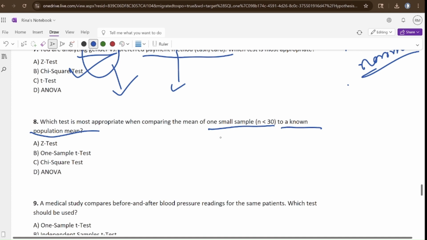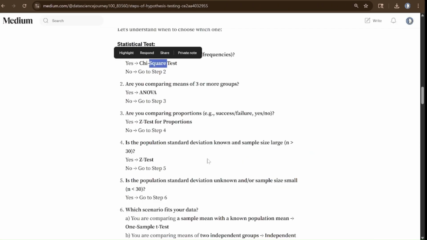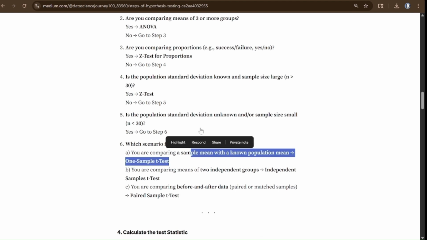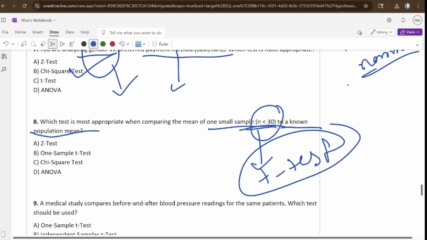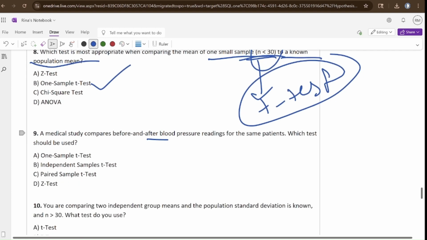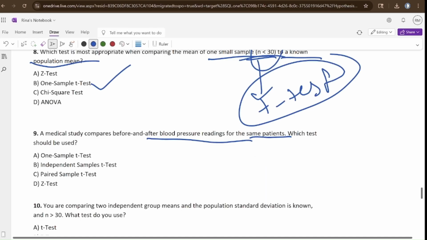Which test is most appropriate when comparing the mean of one sample to a known population mean? See, one sample that is small, less than 30, to a known population mean. Whenever it is less than 30, you go for t-test. Now, which one among t-tests? Sample mean with a known population mean. So, I will write one sample t-test. Okay. Now, a medical study compares before and after blood pressure readings for the same patients. Before and after case, paired sample t-test.